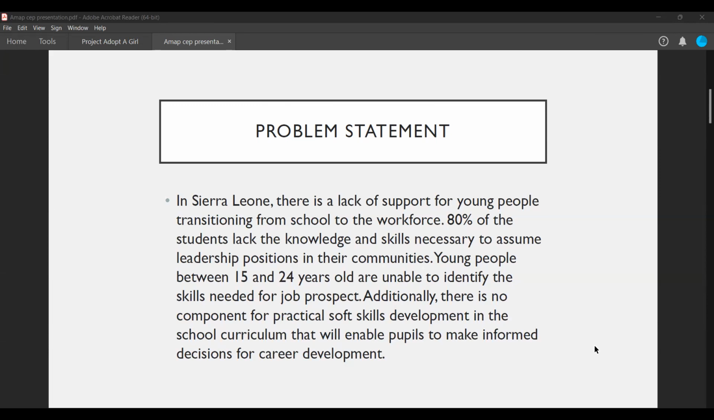Most of the topics covered in the school setting are more on a theory basis. There's no practical curriculum where most pupils can learn the soft skills that would help them in transitioning from even the secondary schools to the university or the workforce. Next slide, please.